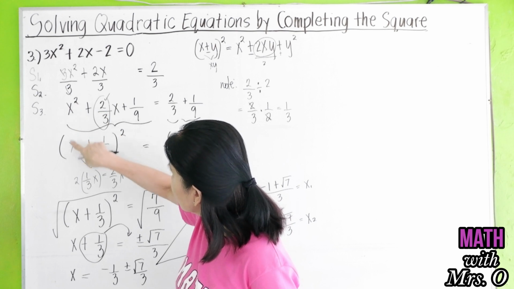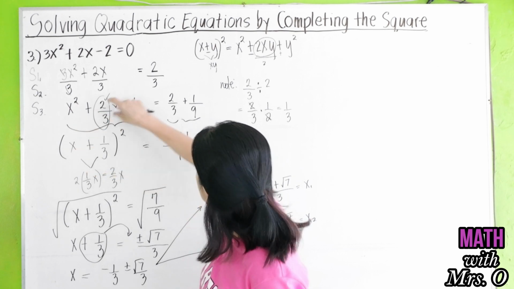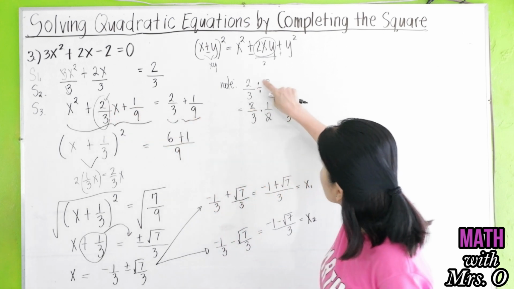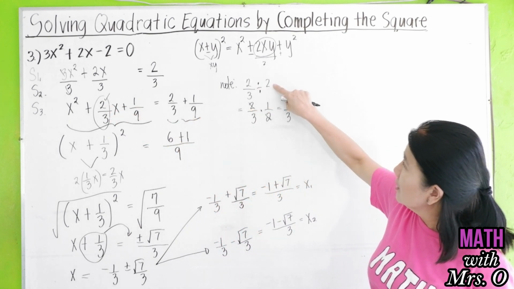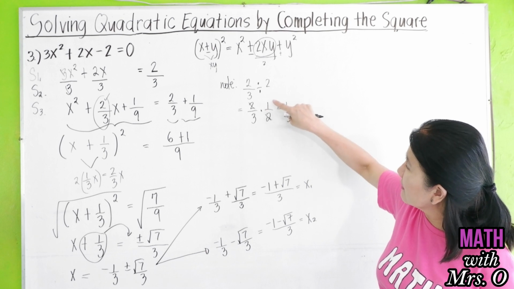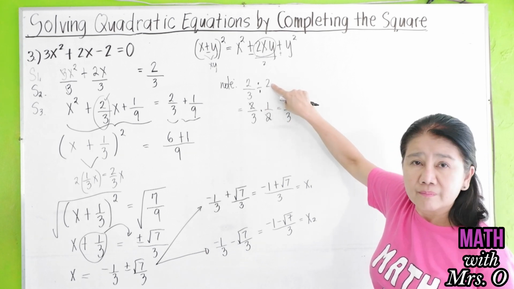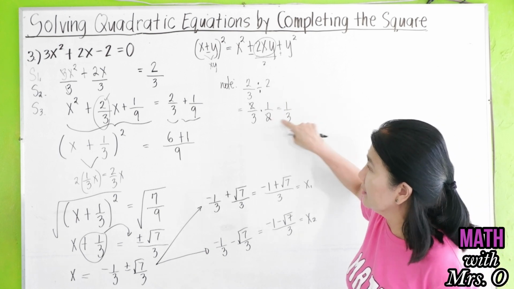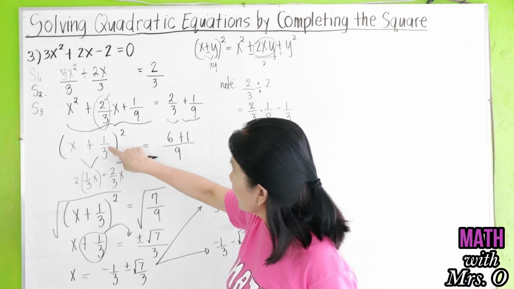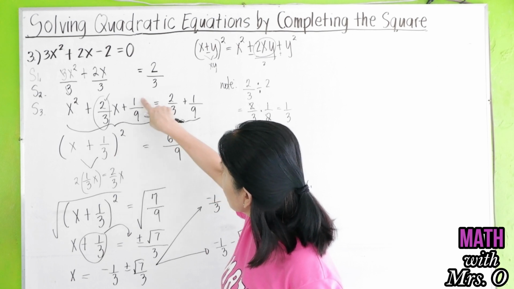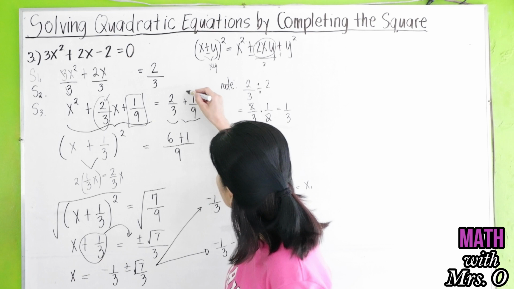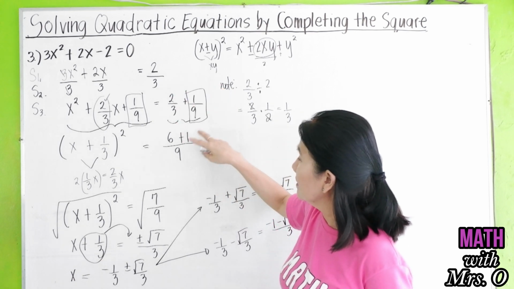So you get x squared, that will be x. And then this, from the PST rule, divide 2/3 by 2, which is the same as multiplying 2/3 by the reciprocal of 2, which is 1/2. That's 1/3. Write it there. Square 1/3. 1 times 1 is 1. 3 times 3 is 9. Whatever you add to the left, you add to the right by APE.